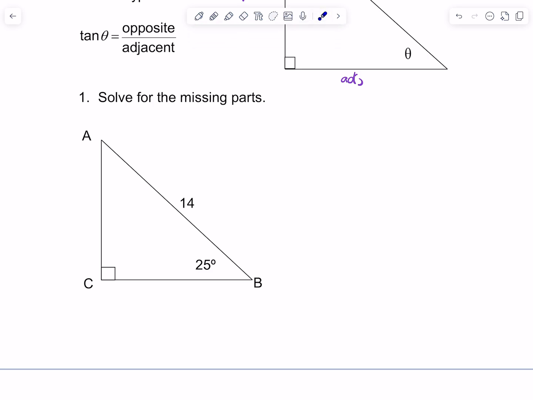So we use the angle opposite to the side to label it, and we use a lowercase letter.